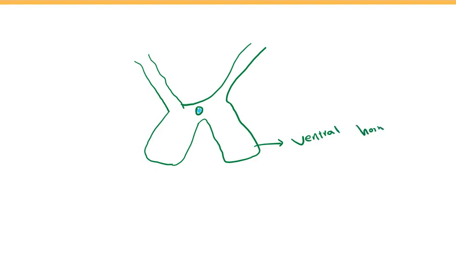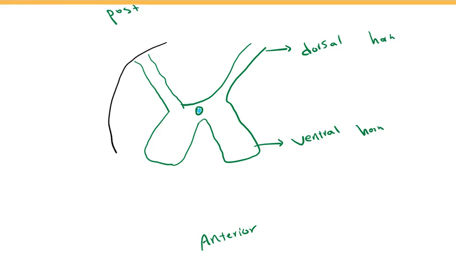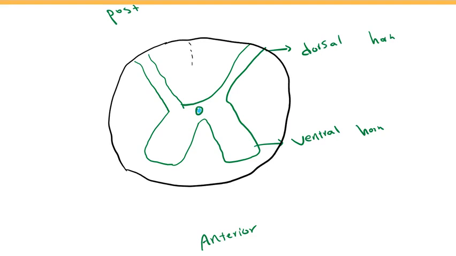So if I want to label this, I should draw this as the ventral horn, which is found on the anterior side of the spinal cord. And then here I'm going to label this as the dorsal horn on the posterior side of the spinal cord. And what else should I draw? Now I'm going to draw the outside white matter, and then I'm going to draw the funiculus.